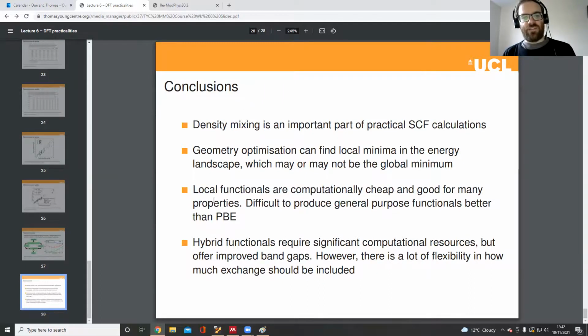Yes, I mean, in terms of the results, okay. This problem of density mixing and smearing are important things to think about if you can't converge your electron density at all for whatever system you're interested in.